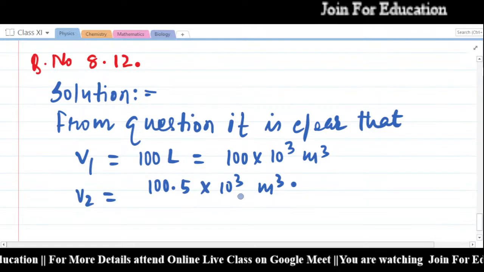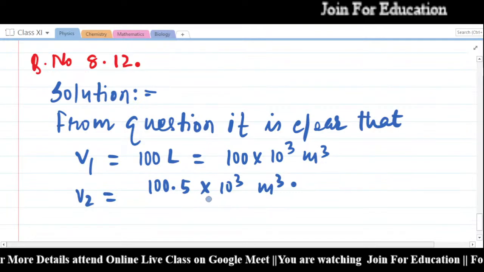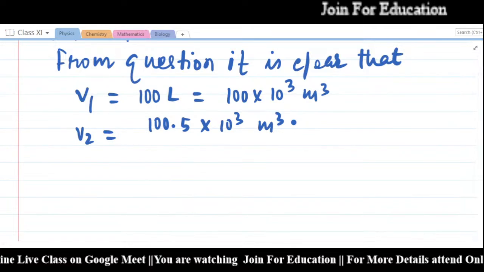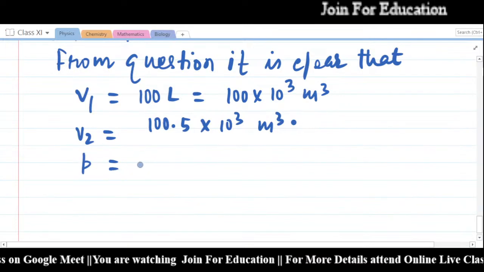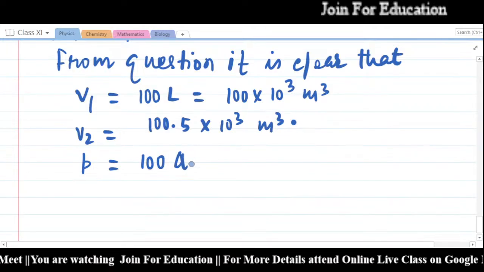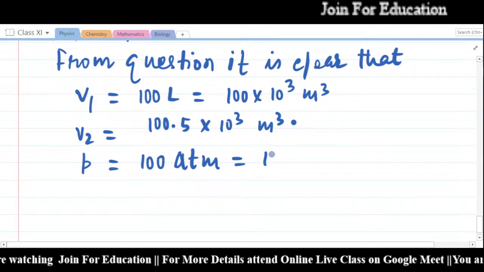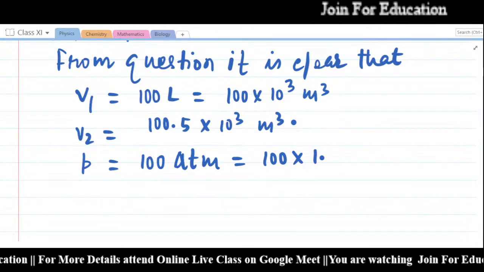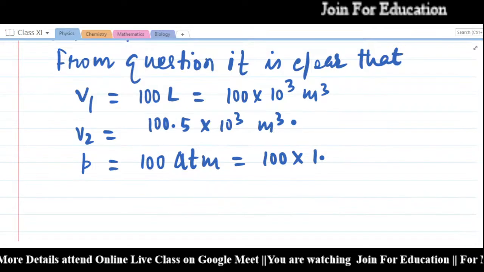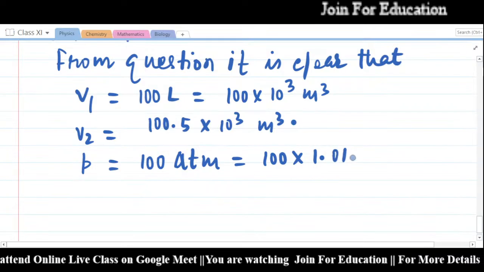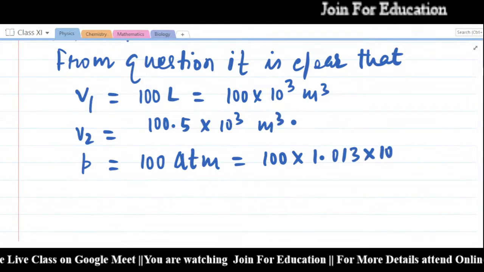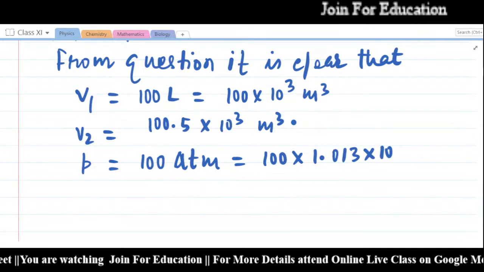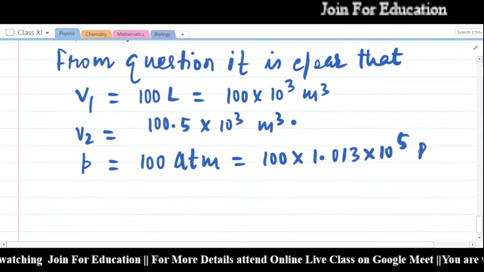And the pressure is equal to 100 atm. That is 100 into 1.013 into 10 to the power 5 Pascal, since 1 atm equals 1.013 into 10 to the power 5 Pascal.